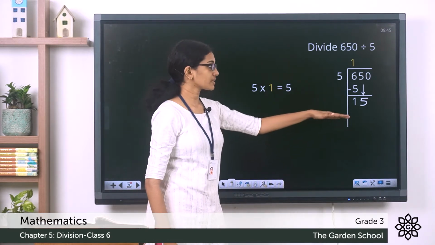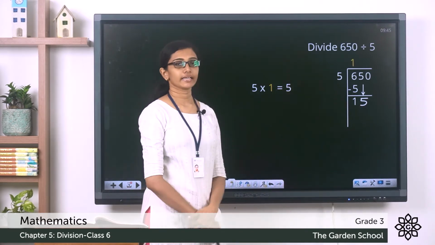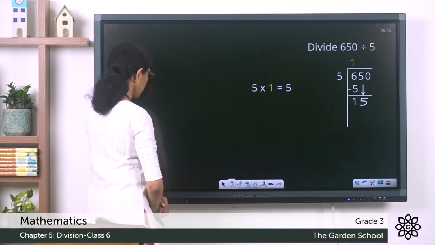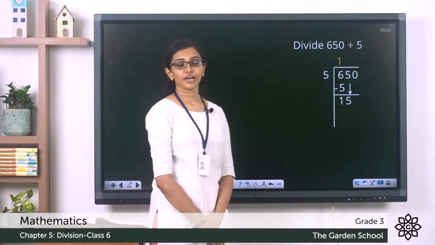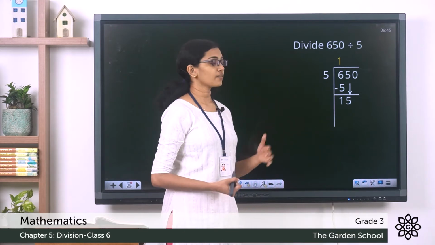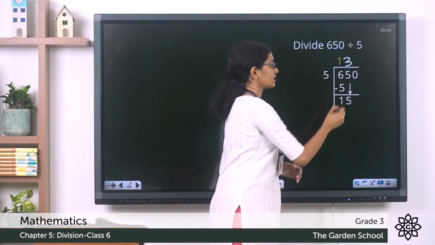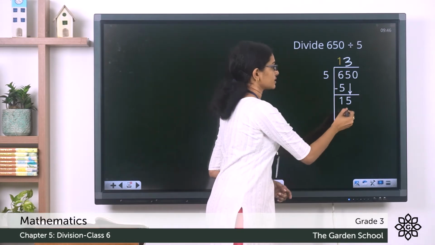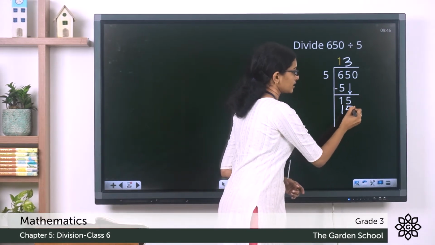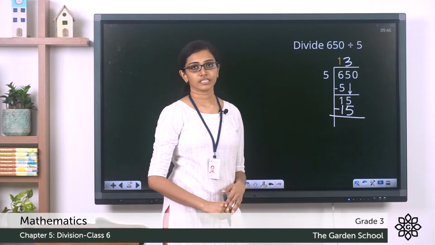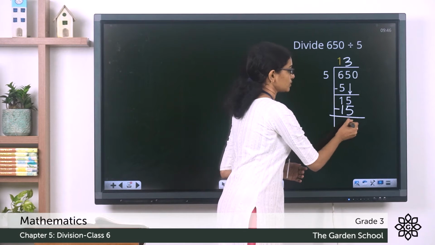Now the next step is to divide this 15 by this 5. So what is 15 divided by 5? We know 5 ones are 5, 5 twos are 10 and 5 threes are 15. So let's write that 3 here and 5 into 3 is equal to 15. Let's write it here and subtract the numbers. 15 minus 15, which is equal to 0.